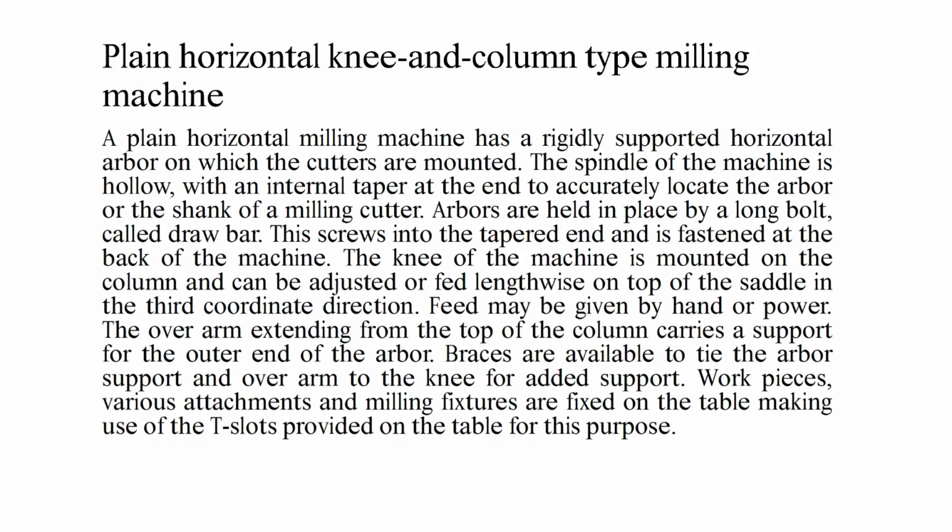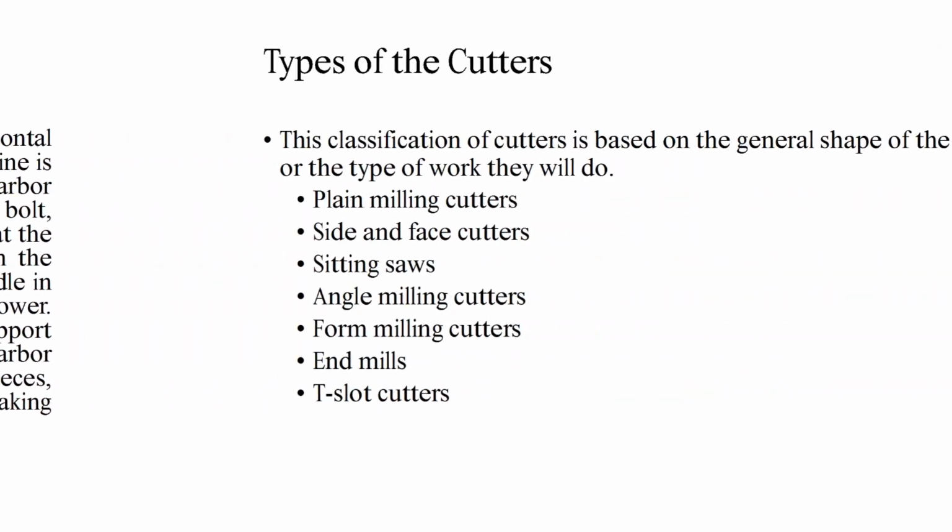The knee of the machine is mounted on the column and can be adjusted or fed lengthwise on top of the saddle in the third coordinate direction. Feed may be given by hand or power. The overarm extending from the top of the column carries a support for the outer end of the arbor. Braces are available to tie the arbor support and overarm to the knee for added support. Workpieces, various attachments and milling fixtures are fixed on the table, making use of the T-slots provided on the table for this purpose.